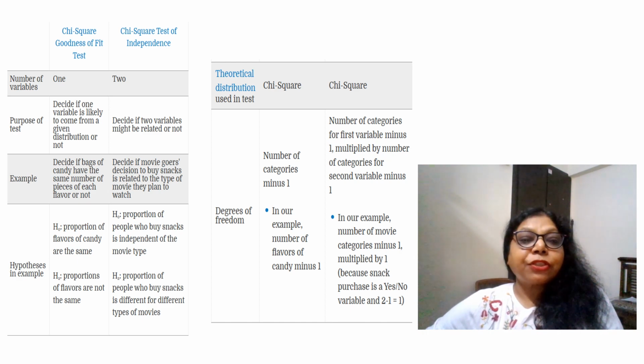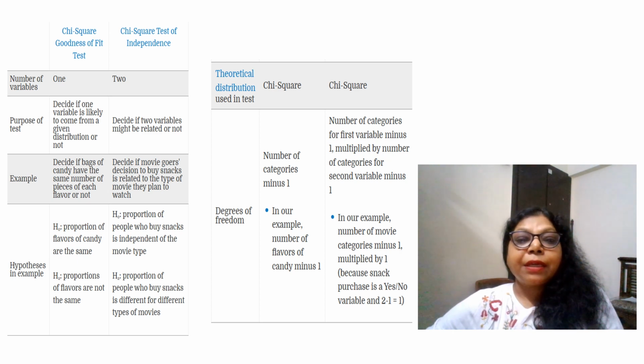While in chi-square test of independence, the null hypothesis will be that the proportion of people who buy snacks is independent of the movie type. While in the alternate hypothesis, the proportion of people who buy snacks is different for different types of movies. Another point of difference is degrees of freedom.